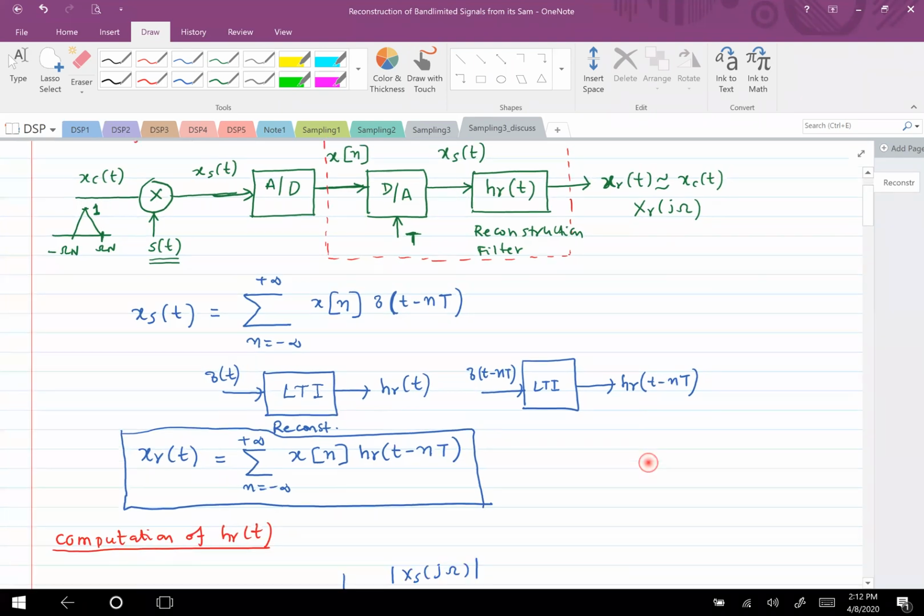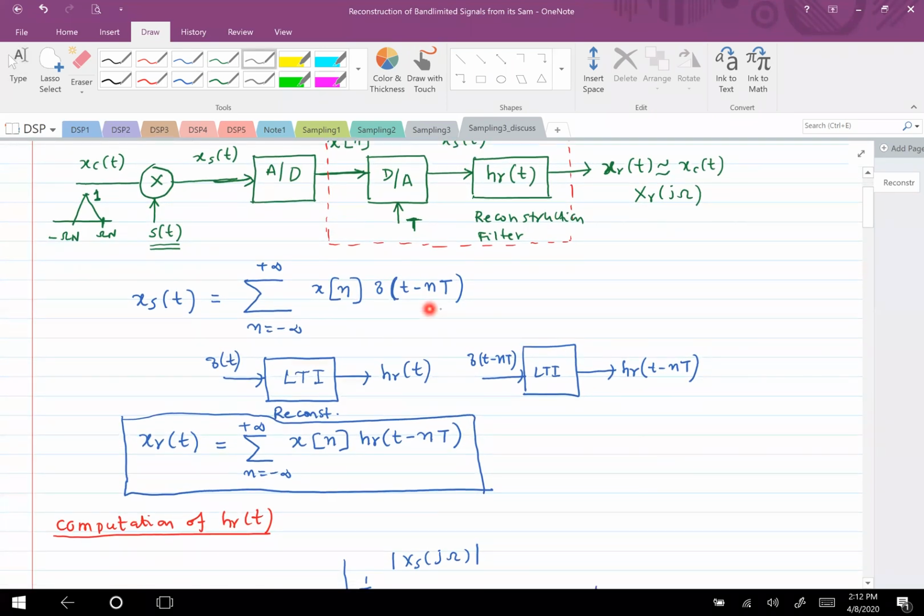So this makes sense, right? You are shifting the values by integer multiples of T, where the integer is given by n. Again, in a way you are scaling the x of n values by placing them at the appropriate locations.